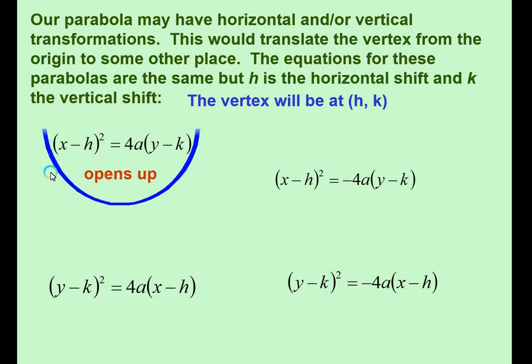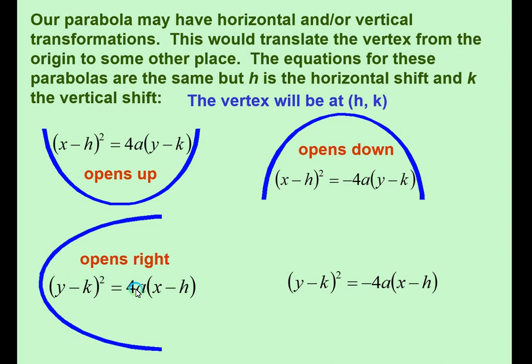So take note, x is squared and 4a is positive, therefore it opens upward. For this one, x is squared and your 4a is negative, therefore this is opening downward. For this one, y is squared, 4a is positive, this one opens to the right. And for this one, y is squared, 4a is negative, this one opens to the left.